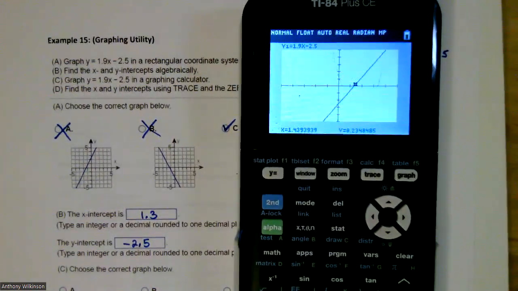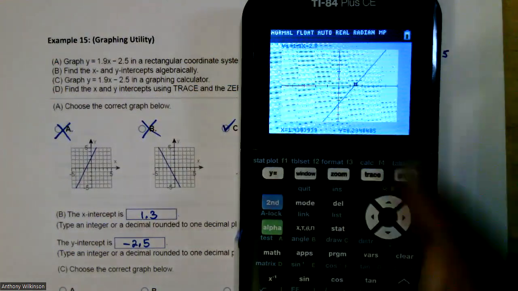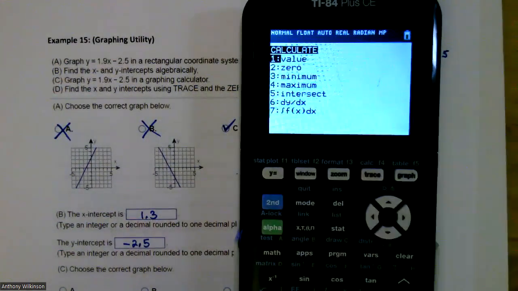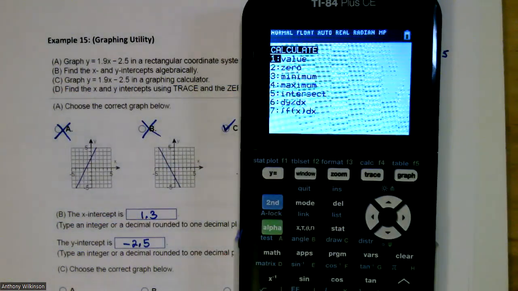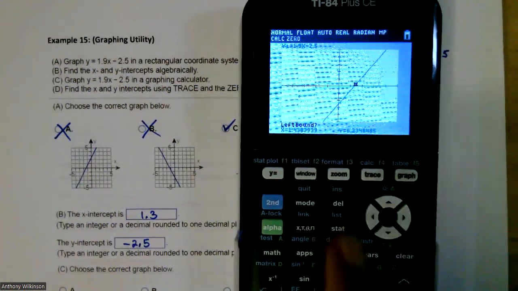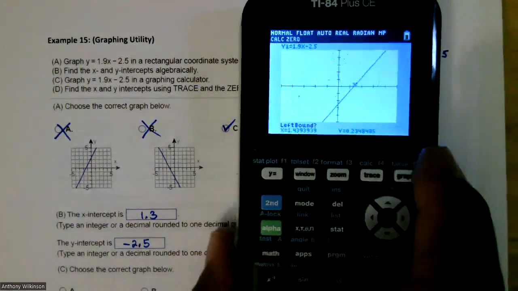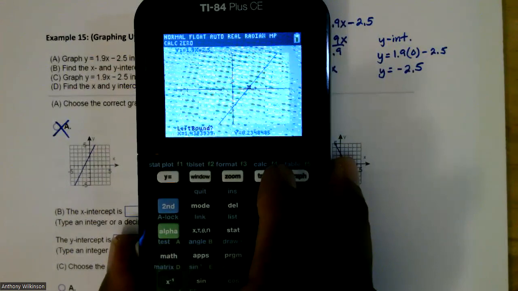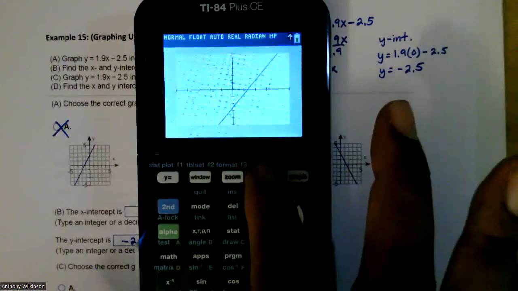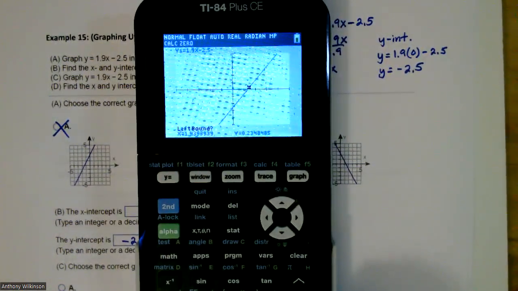Now, if I want to find the 0 or the x-intercept, here's what I do. I go to second, and trace. And I'm going to select menu item number 2. Second and trace gives you the calculate menu. I'll do it again. Second and trace gives you the calculate menu. Then you're going to select number 2 for your 0.